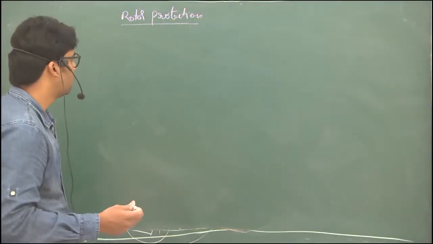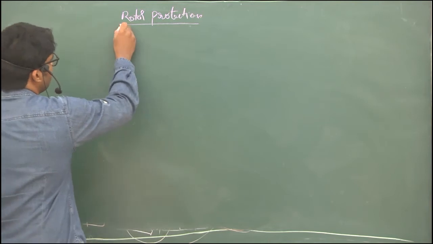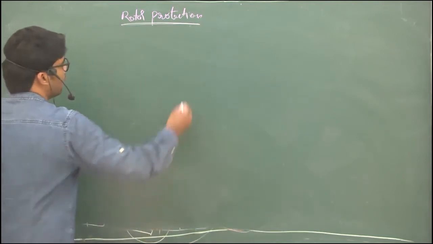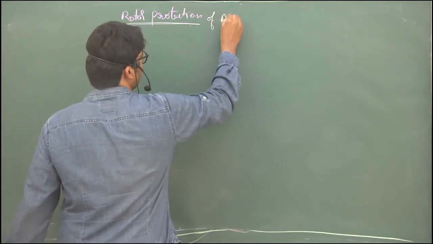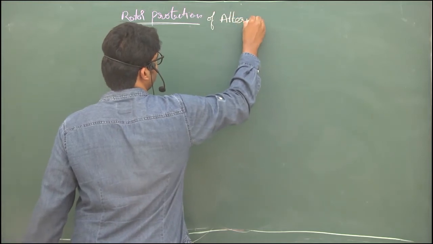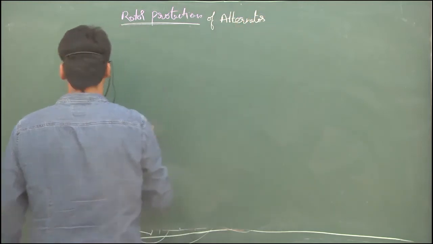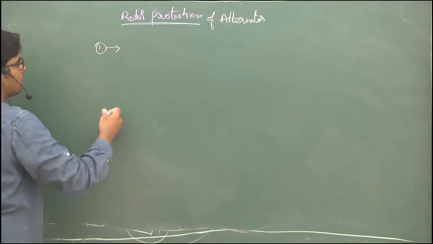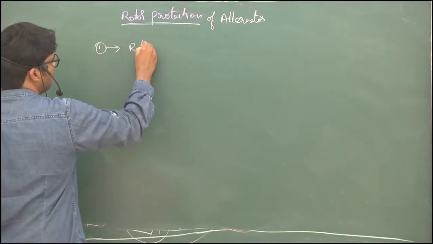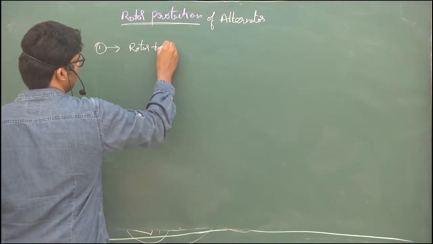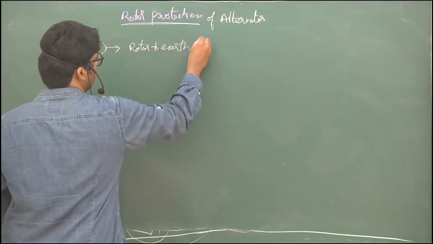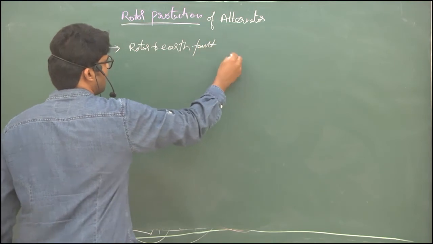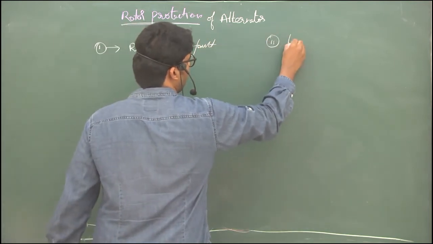So welcome back guys. In this class we'll deal with rotor protection of alternator. So, rotor protection of alternator. In the rotor protection of alternator we have two faults: the first is rotor to earth fault, and secondly is loss of excitation.